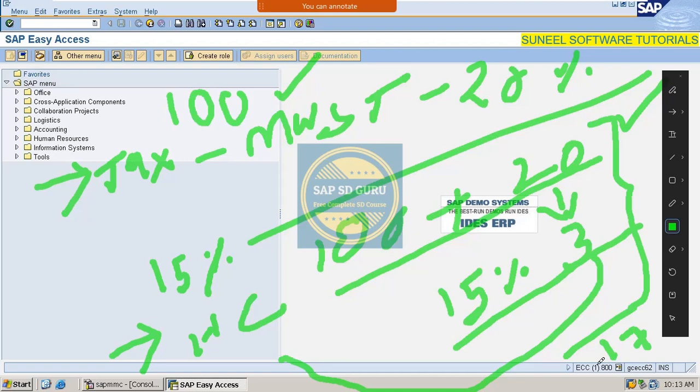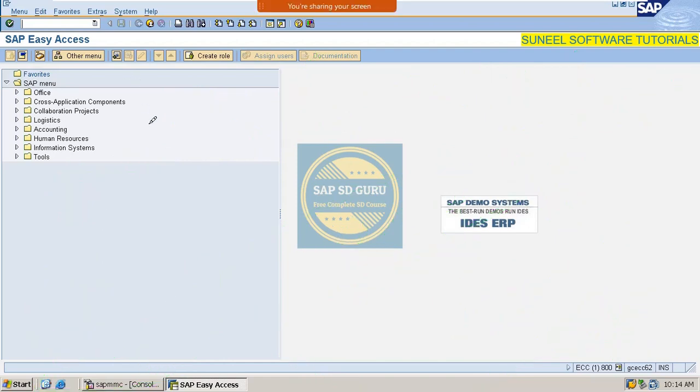If the invoice is generated for normal customers, what will be the invoice amount? 120, that is 100 plus 20. For the healthcare people it is 100 plus 17, which is 117. So this is the requirement, and this is what we have to set up in SAP.